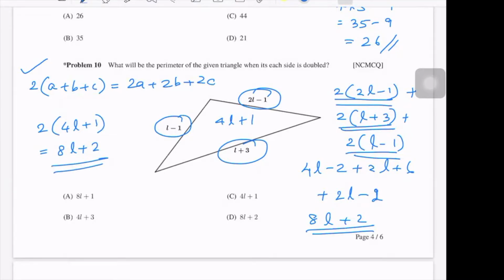So this is slightly easier, right? This approach is slightly easier. Instead of doubling each expression and adding, I'm just adding everything first and then doubling the entire quantity. Okay, is this fine?